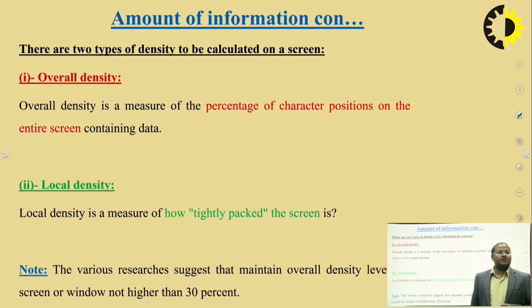There are two types of density to be calculated on a screen. Overall density is a measure of the percentage of character positions on the entire screen containing data. Second is local density. Local density is a measure of how tightly packed the screen is. Various research suggests maintaining the overall density level of a screen or window not higher than 30%. Density should not be more than 30%. It should be below 30%.